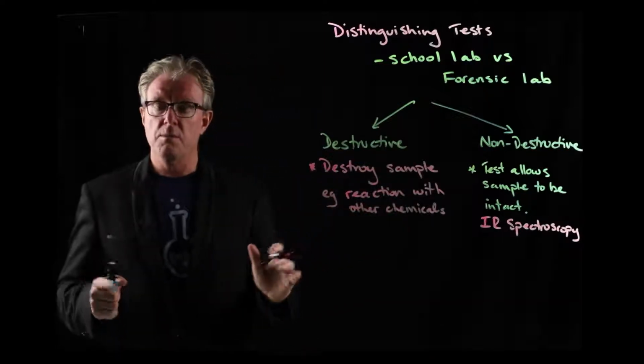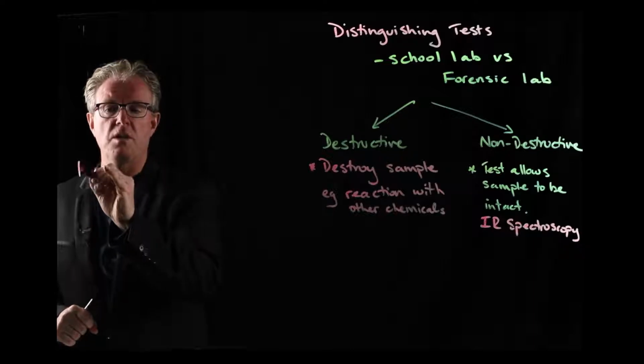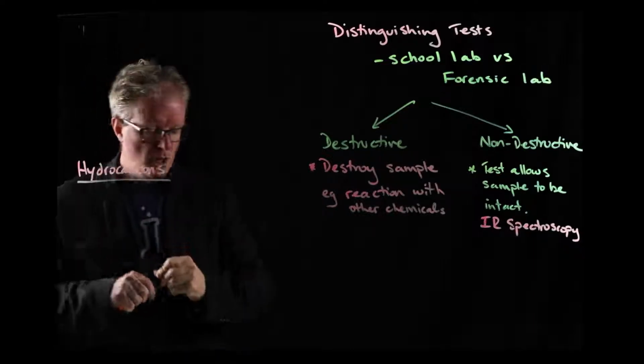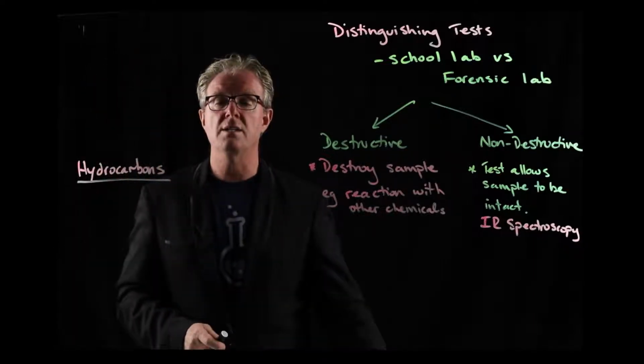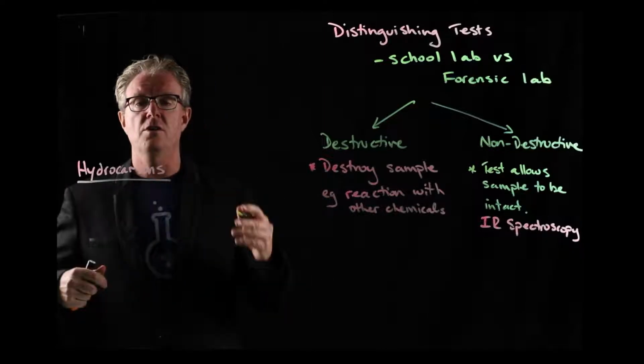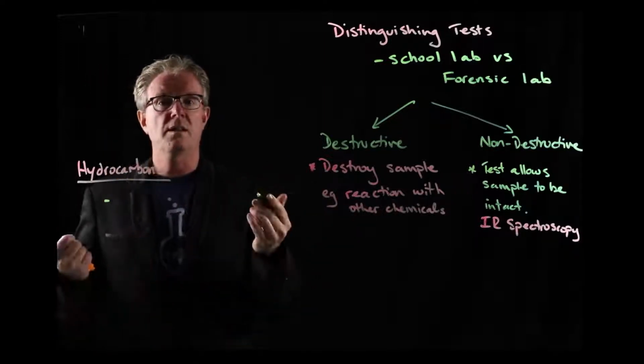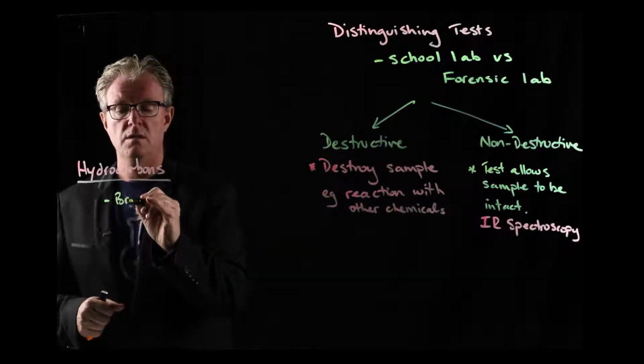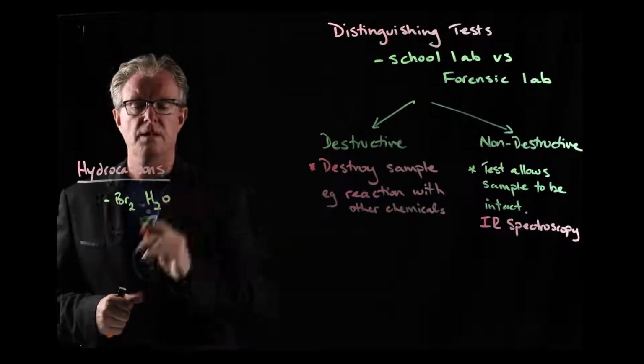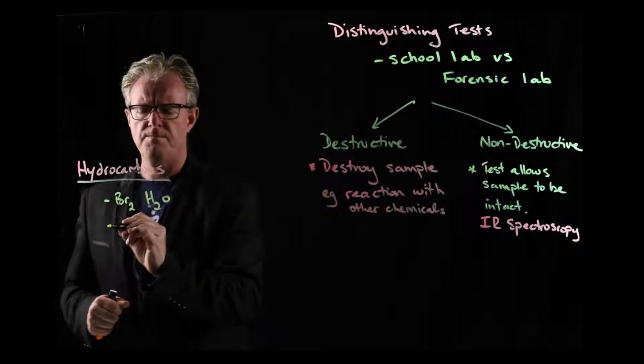So let's have a look at a couple of those. If we were going to be looking at hydrocarbons, what are the tests that we would do at a school level to identify those? And we've talked about those just recently. Well, we said we can react them with bromine water, okay, and see the rate of decolorization.